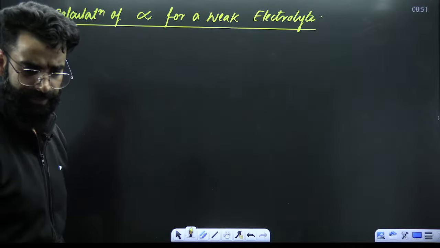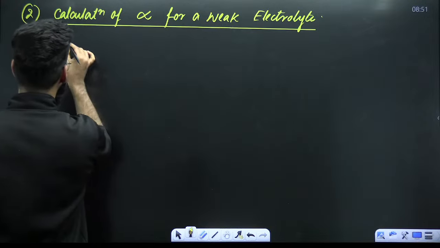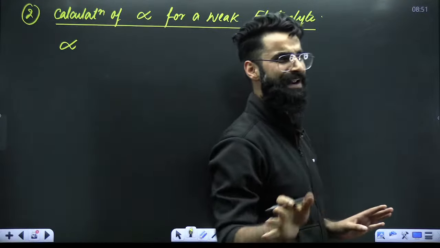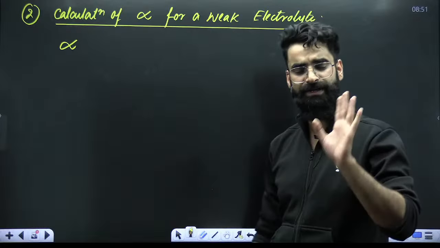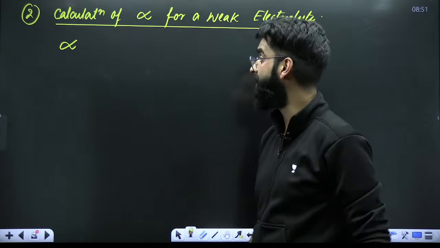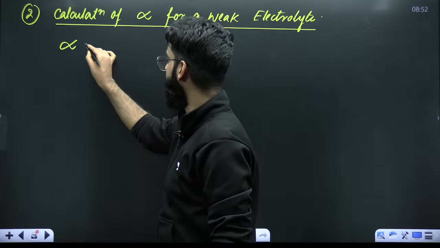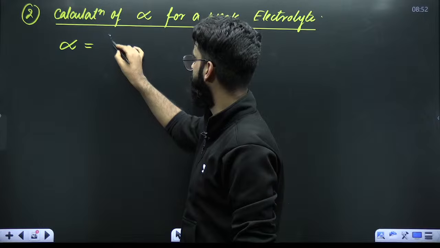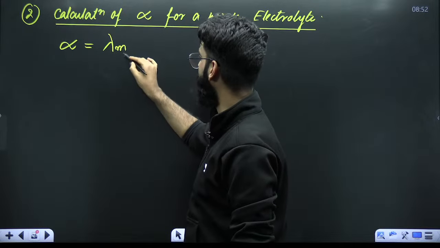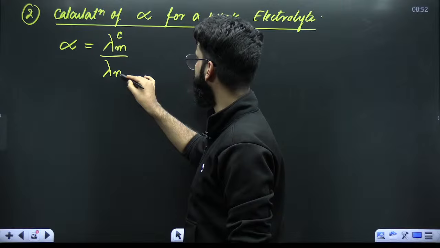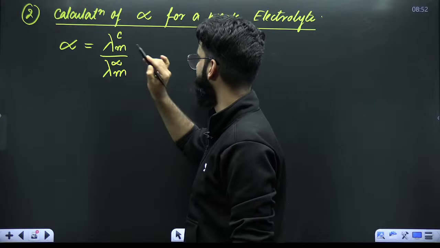My dear students, understand. Degree of dissociation. I'm directly going to give you the result. I'm not going to derive it. I'll give you the result and we'll try to apply it in the questions. Degree of dissociation of a weak electrolyte as per Kohlrausch's law is equal to the molar conductivity of the weak electrolyte at a given concentration divided by the molar conductivity of the same weak electrolyte at infinite dilution.